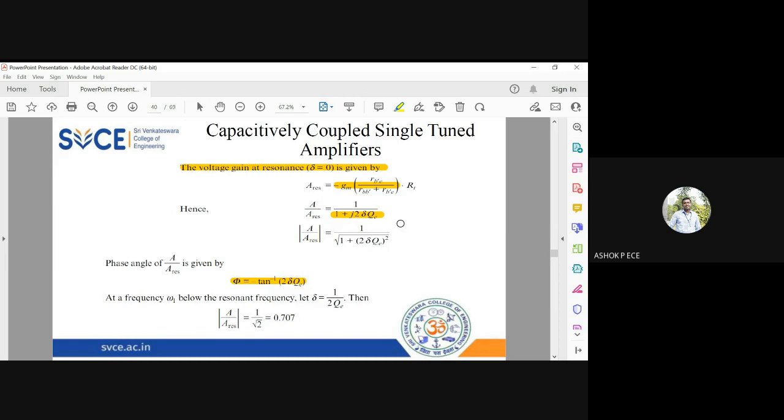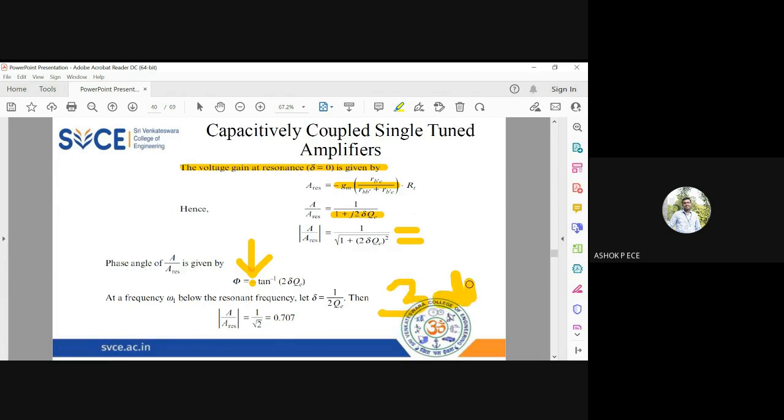For the numerator, the angle is 0. So 0 minus tan inverse of this angle. So it is minus tan inverse 2 delta QE. Here you will have a minus sign because it is coming in the denominator. The angle for numerator is going to be 0, so 0 minus tan inverse 2 delta QE. So at the frequency where we equate, the ratio of gain will be exactly equal to 1 by root 2. Okay, that is what we are substituting. Numerically, it is 1 by root 2. Logarithmically, it is going to be equal to 3 dB.